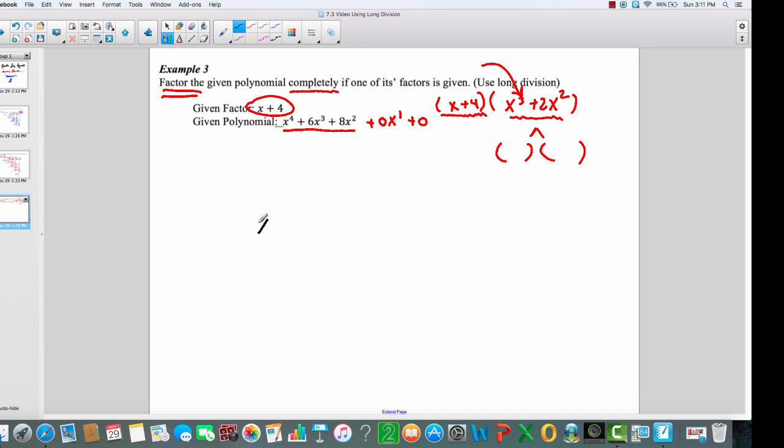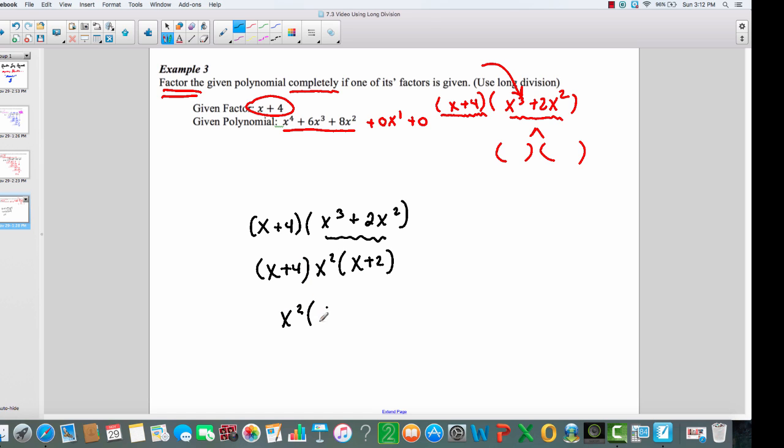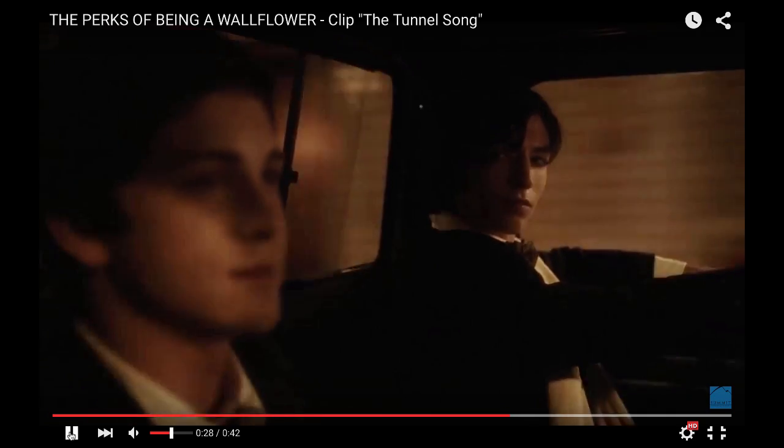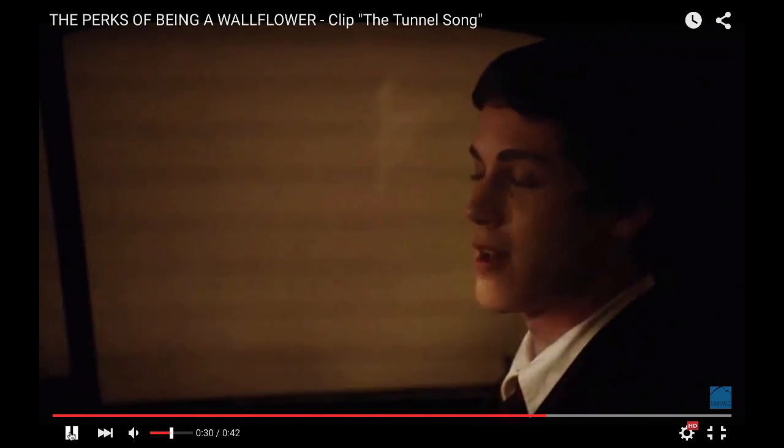Okay, so x plus 4, that was given. Now we found the other factor using long division. And I want to factor this. Looks like only GCF would work. And now this is our answer, but let's make it look nicer. Let's put the x squared first, followed by x plus 4, followed by x plus 2. I feel infinite.